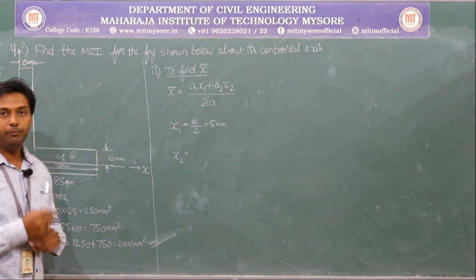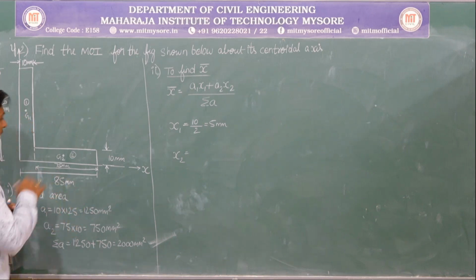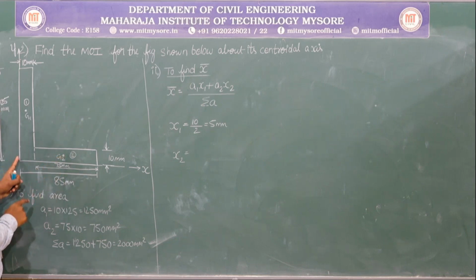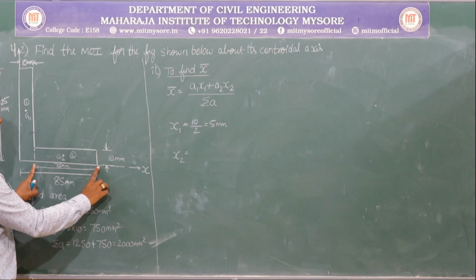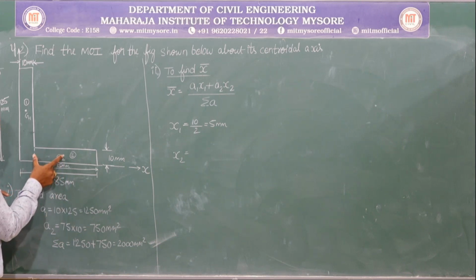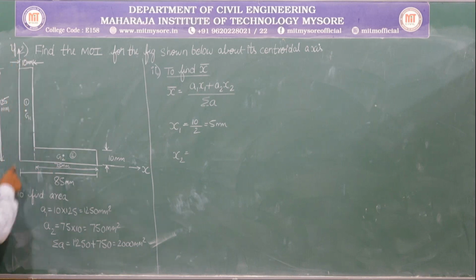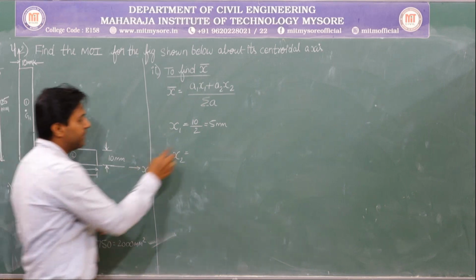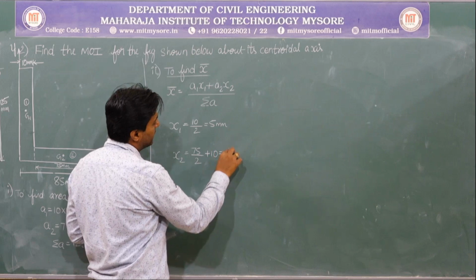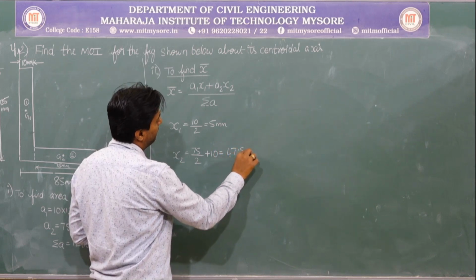Similarly, let me go with one more. Next, it is the distance between the centroid of the component diagram till the reference axis. Be careful now. What is this total distance? 75. From here to here, what is the distance? 75 divided by 2, that is 37.5. That will give me this distance, but I need it till the reference axis. So 75 by 2 plus 10, 37.5 plus 10, that is 47.5 mm.